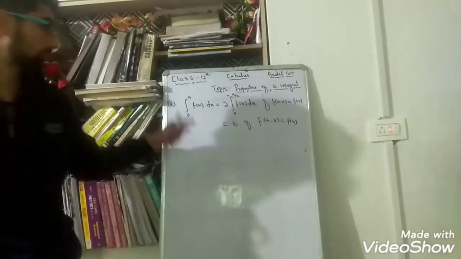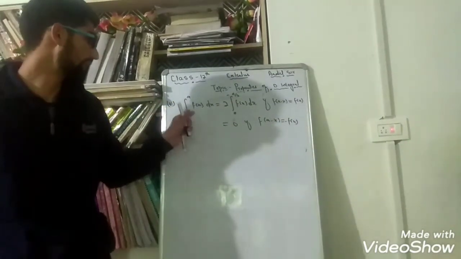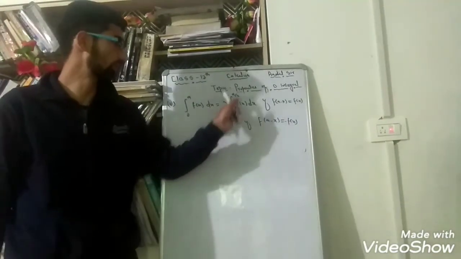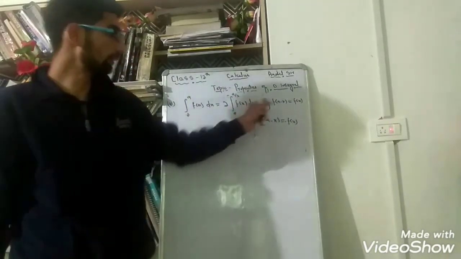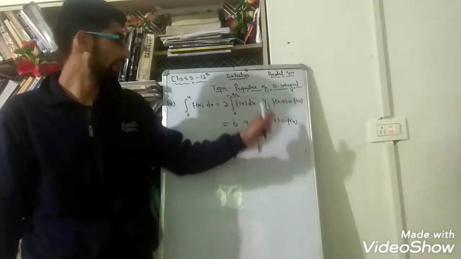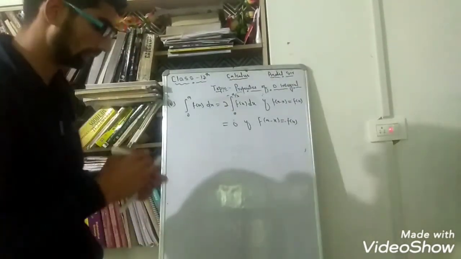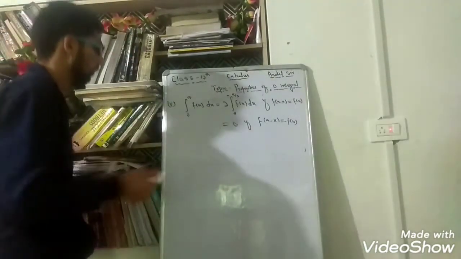This property tells us that the integral from 0 to a of f of x dx is equal to twice the integral from 0 to a divided by 2 of f of x dx if f of a minus x is equal to f of x, and if f of a minus x is minus f of x, then the value of this integral is 0. We will prove it.